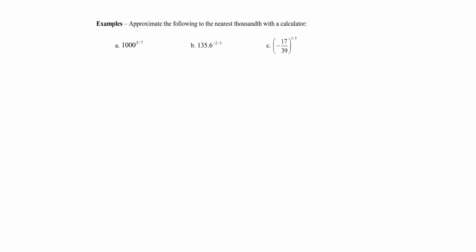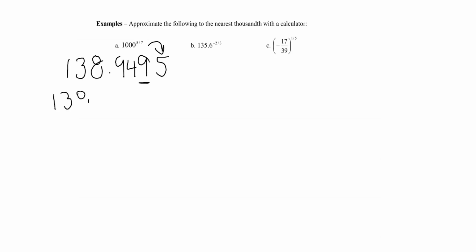We're going to round to the thousandths, which is the 3rd decimal place. Here's what I have. I have 138.9495, and I want to round to the thousandths. But because my number here is a 5, I have to round up. That's going to automatically turn my 9 into a 10. So my final answer is going to be 138.95, because when I rounded up, the 9 became a 10.